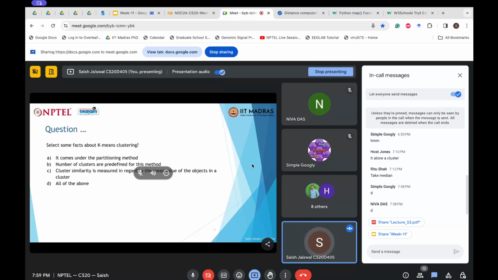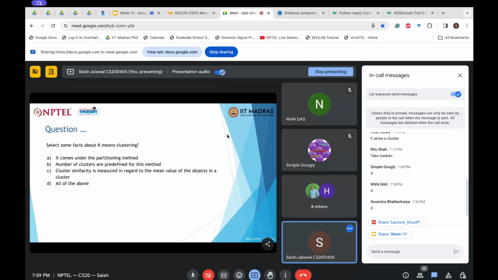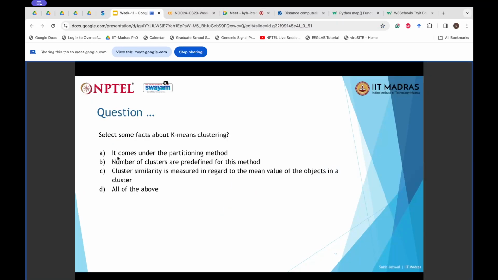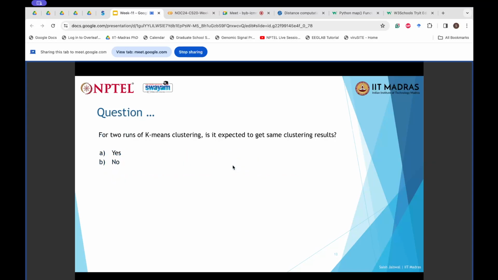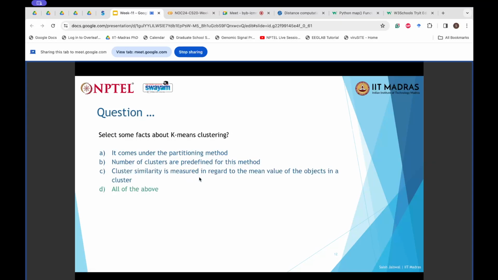Next is select some facts about k-means clustering. Yeah, some of these questions you might have come across in your assignments, so I'll just quickly go over them. So yes, it comes under partitioning. The number of clusters is predefined. We'll have to set the number of clusters initially. And the cluster similarity is measured in regard to the mean value of the objects in the cluster.